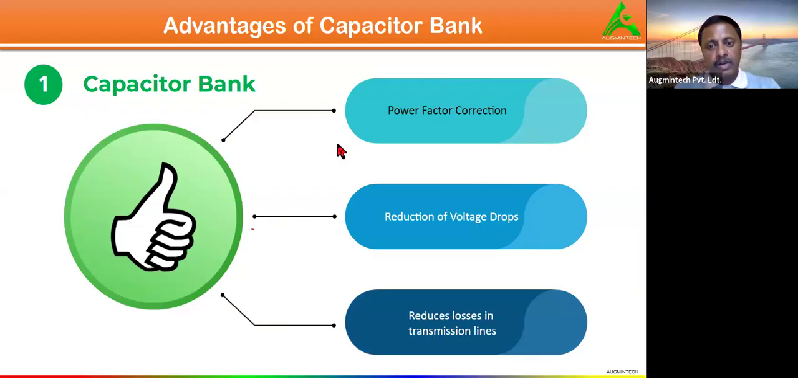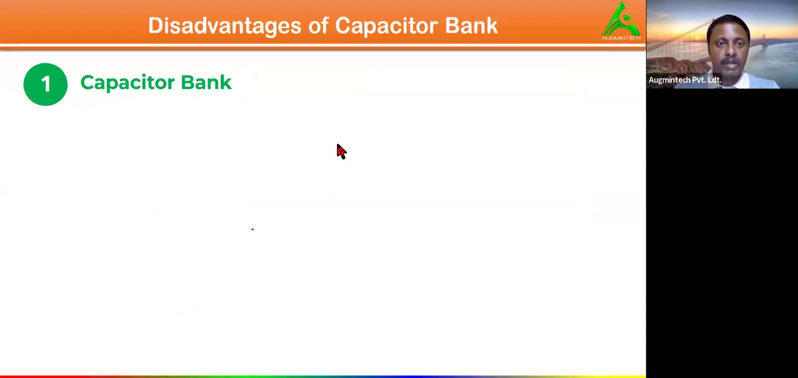And then it reduces the losses in transmission lines. Of course, if you correct the voltage drop, or if you're correcting this power factor, automatically the losses would be reduced in case of transmission lines, right?